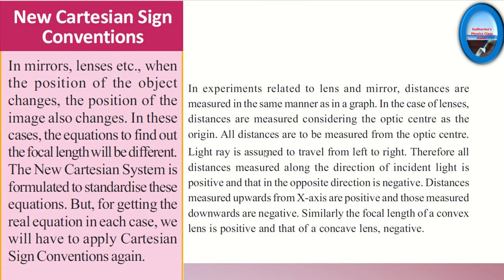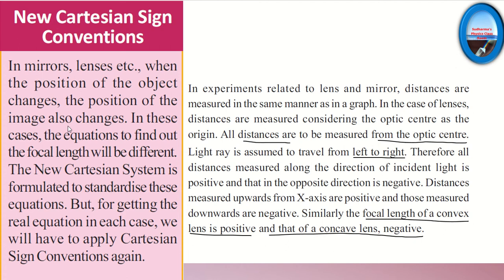So now let's go through this. All distances are to be measured from the optic center. Light rays are assumed to travel from left to right. So all distances measured along the direction of incident light are positive and those in the opposite direction are negative. Distances measured upwards from the x-axis are positive and those measured downwards are negative. And focal length, this is important. The focal length of a convex lens is positive and the focal length of a concave lens is negative.